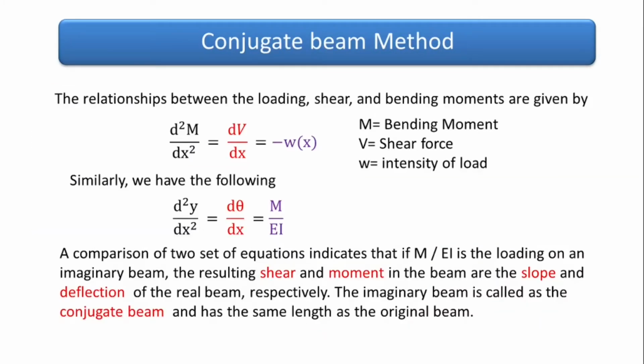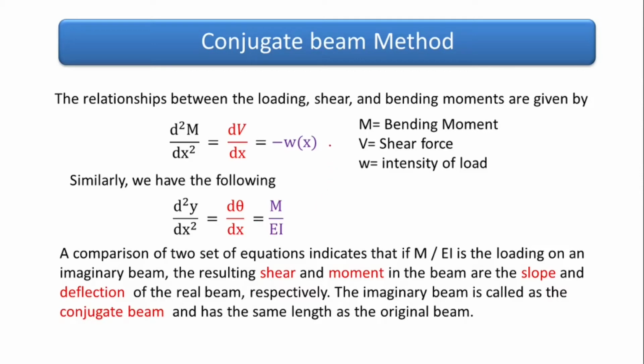Now here is a relation between loading, shear and the moments. So d2M by dx square. Integration of this d2M by dx square is dV by dx, which is the shear force. Again, integration of this dV by dx is minus w, which is the intensity of load. Then again we have a relation d2y by dx square. Integration of this d2y by dx square is d theta by dx, which is the slope. Again, integration of d theta by dx is M by EI.